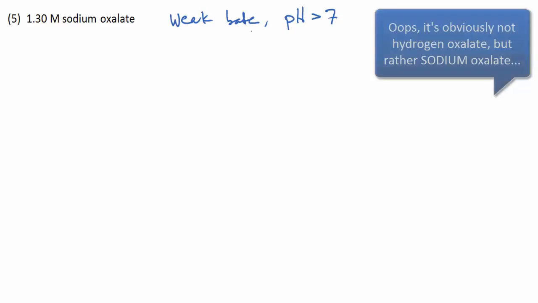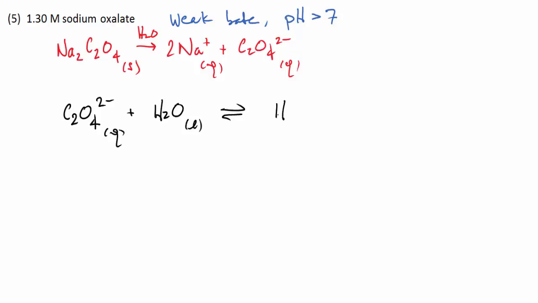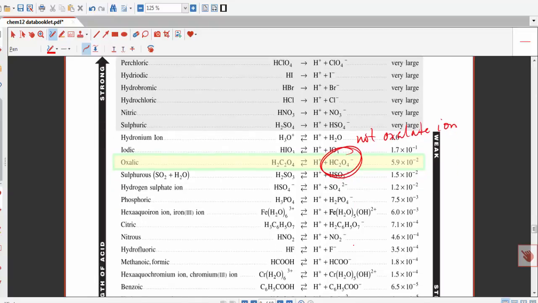Let's look at sodium oxalate. This we expect to be a weak base, the pH greater than 7. The reason is because when sodium oxalate dissociates in water like this, releasing the sodium ions and the oxalate ions, the oxalate ion C2O4 2- can then make a weak acid or weak base, in this case a weak base equilibrium with water. And you can see it'll get water's proton there and make the hydrogen oxalate ion. Notice that this ion we were just looking at before, that's not the oxalate ion, that's the hydrogen oxalate ion.